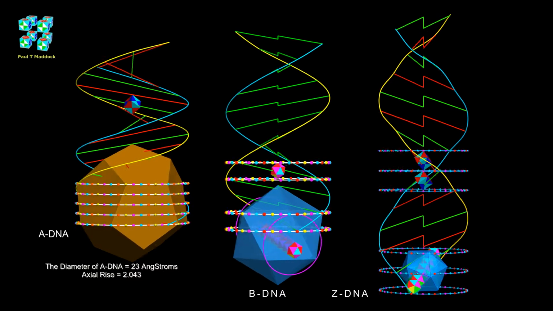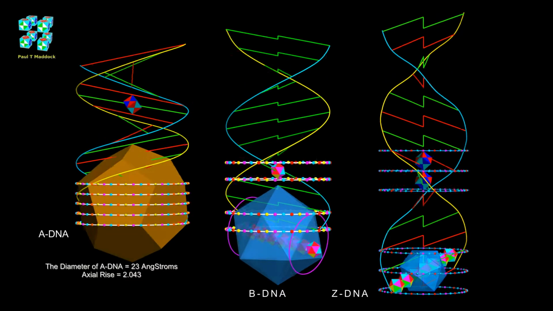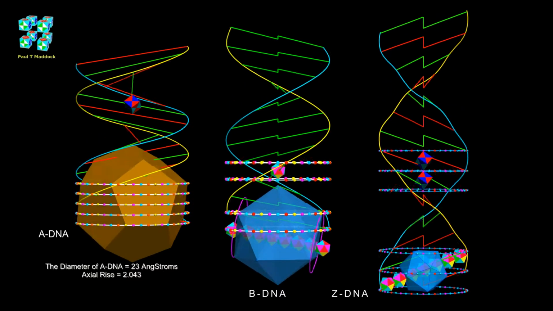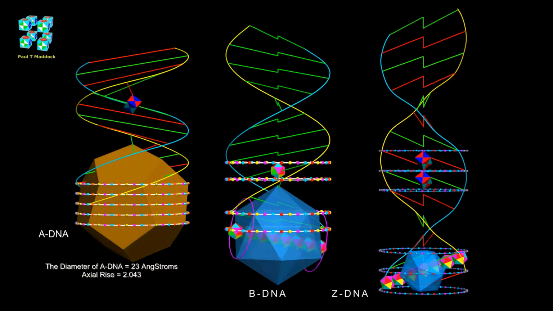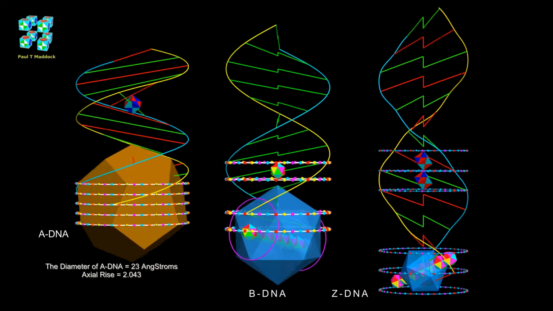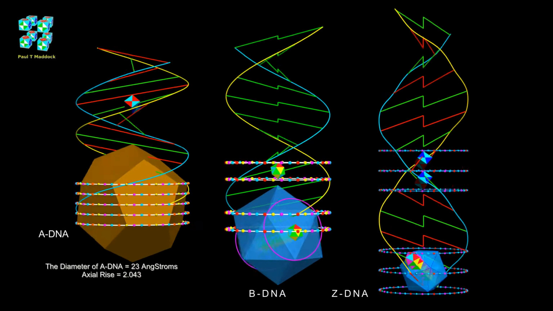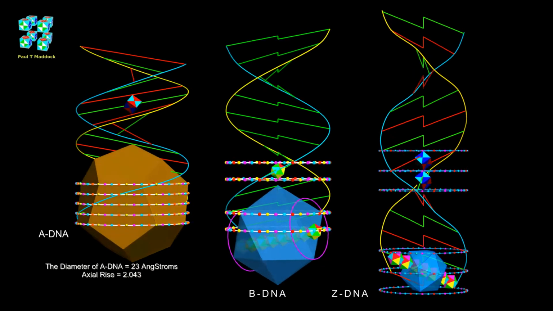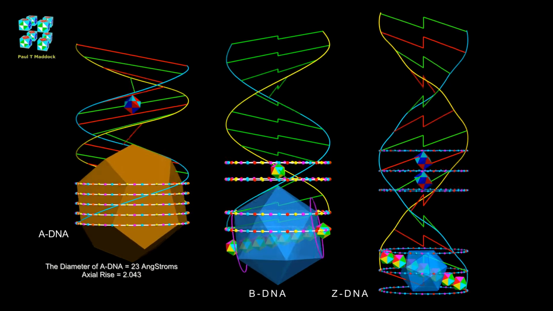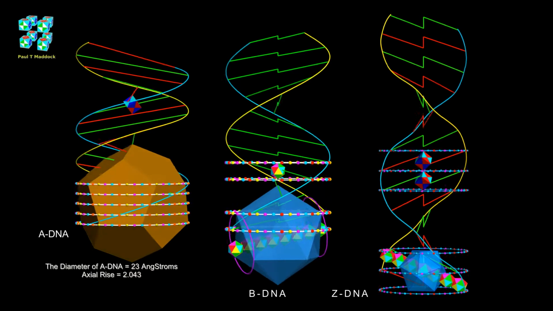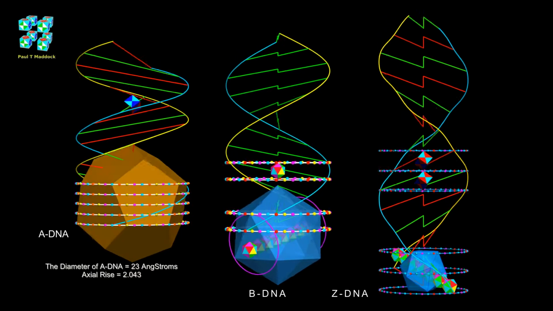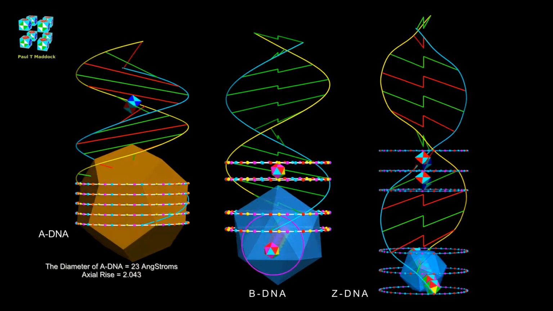Okay, let's focus on A-DNA first. They show the A-type DNA as having a diameter of 23 Angstroms. I'm working in millimeters, so I make it 230 Angstroms. I show that we have a stack of 5 quad step 48 ball rings.